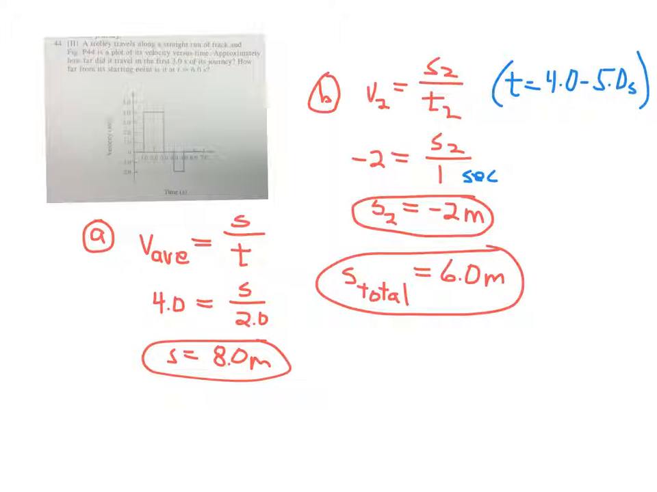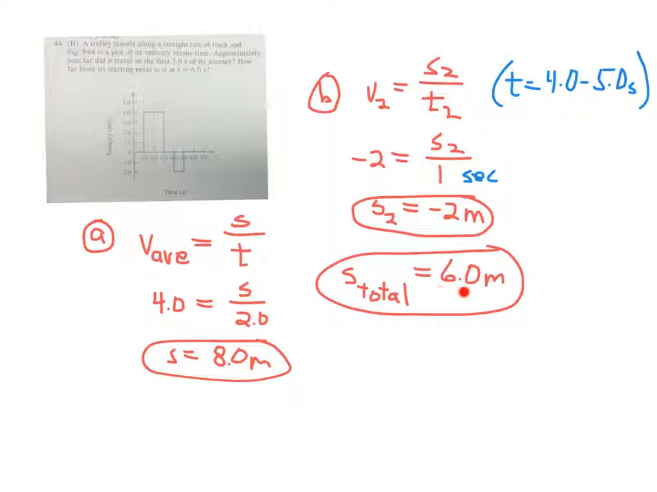Then from 4 to 5 seconds, the train goes in a negative direction. It's going at a speed of negative 2 meters per second for a 1 second time period. So it goes negative 2 meters, basically 2 meters in the negative direction. So the total distance from the starting point is 6 meters. That's what we'd say is the displacement from the 0 spot where the train started.